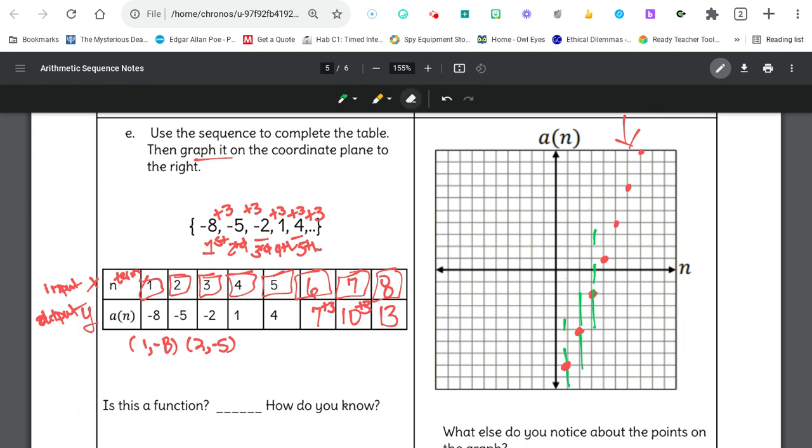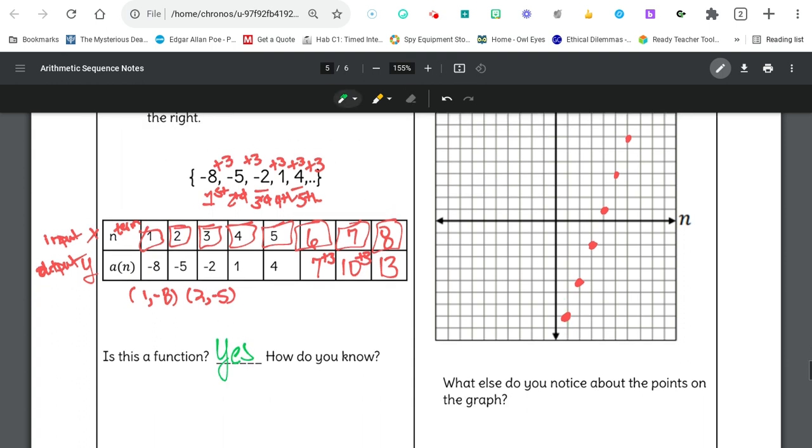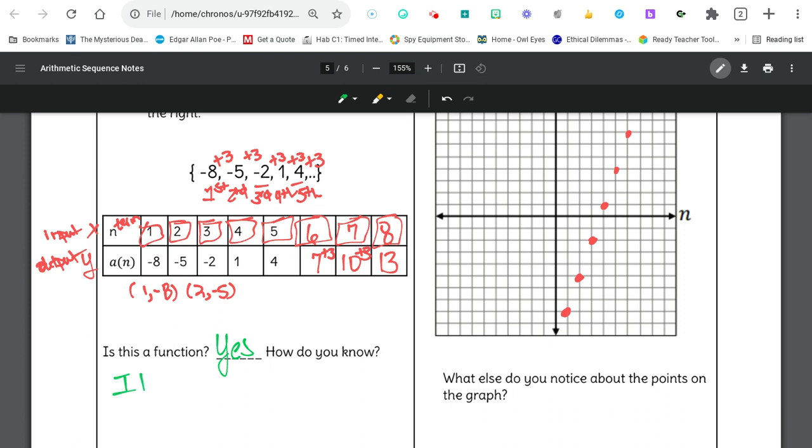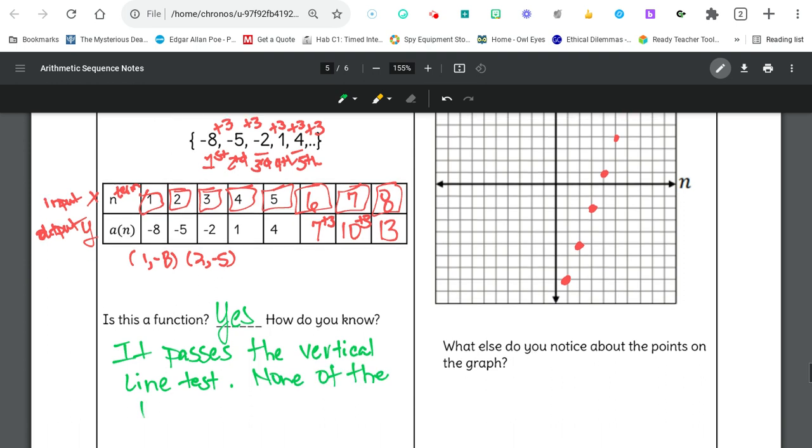So I see that these arithmetic sequences are also functions. It is a function. How do you know? It passes the vertical line test. I should say the graph passes the vertical line test. Or I could say none of the n values repeat, instead of x values. It's actually n.